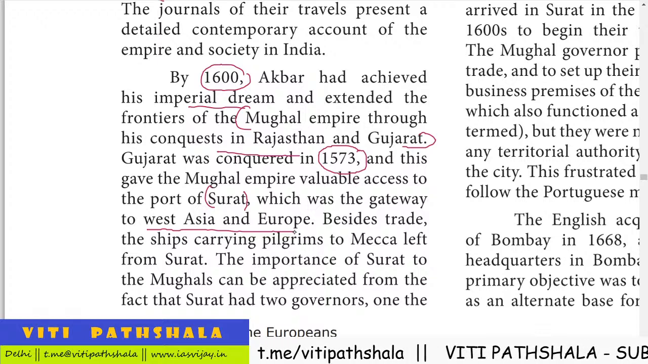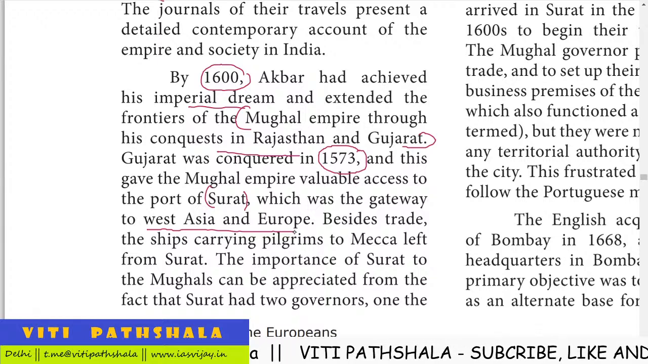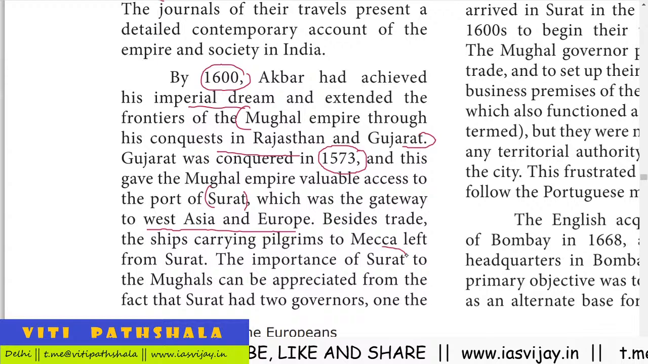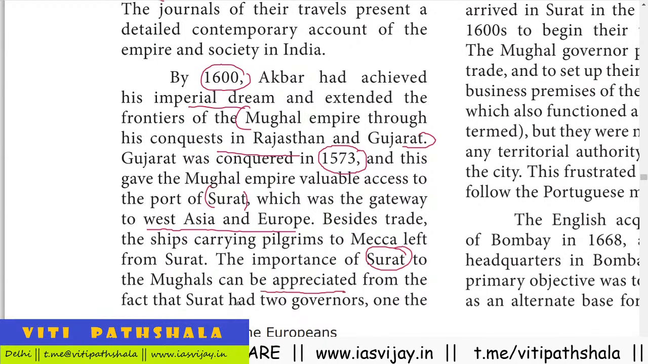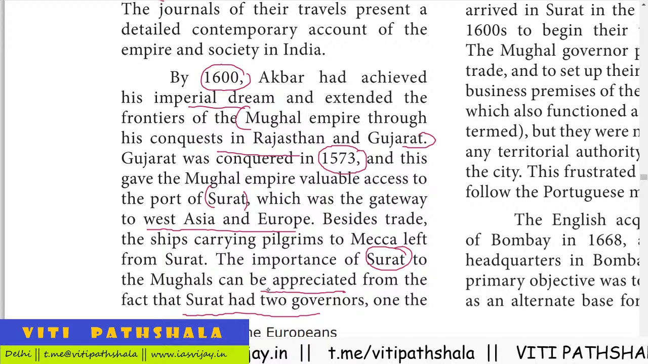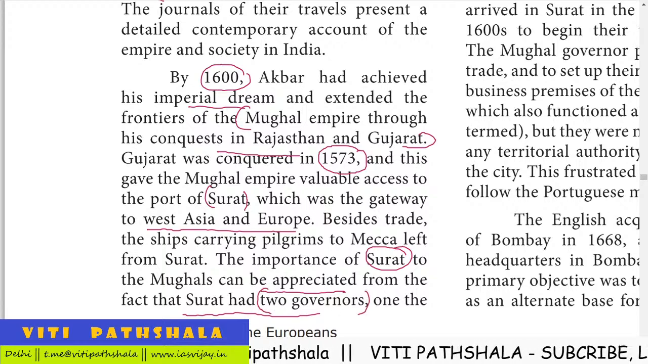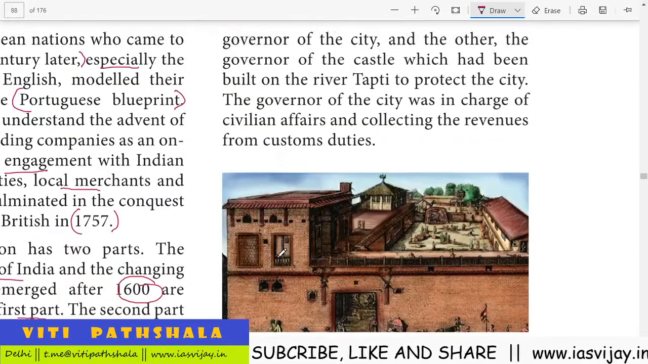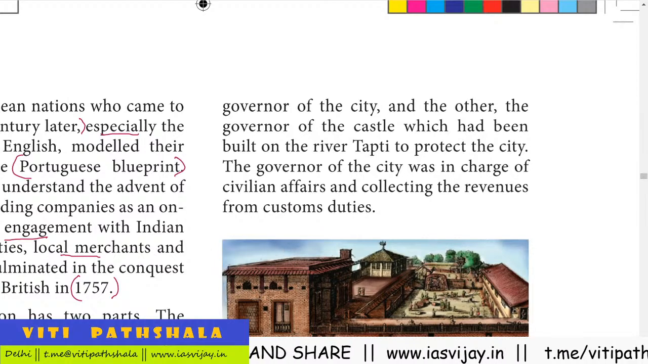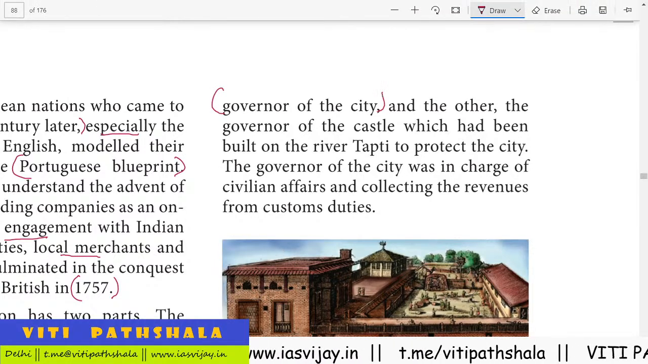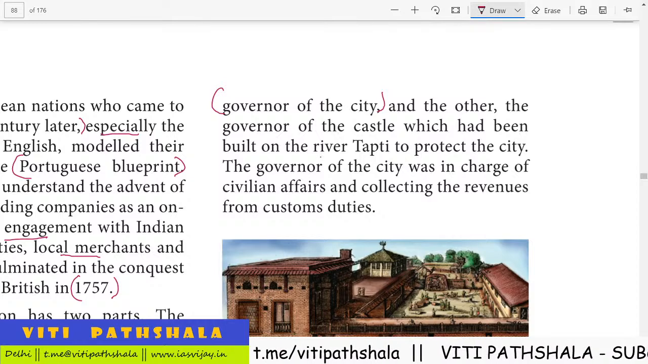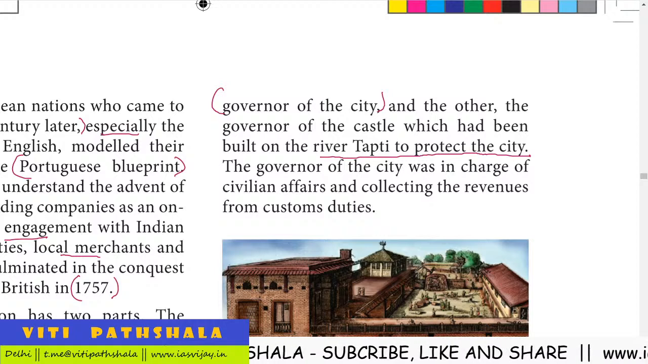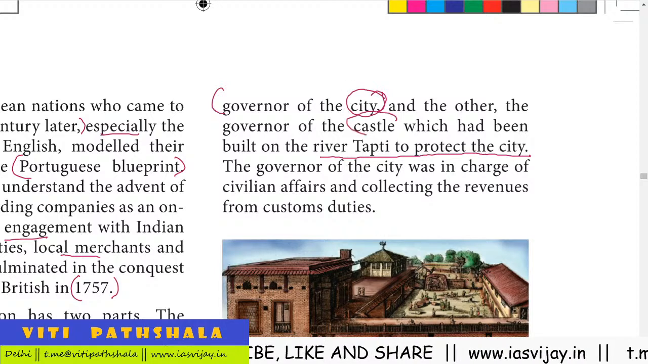Besides trade, the ships carrying pilgrims to Makkah left from Surat. The importance of Surat to the Mughals can be apprehended from the fact that Surat had two governors. One was the governor of the city and the other was the governor of the castle which had been built on the river Tapti to protect the city. So दो गवर्नर होते थे उस समय पर, एक गवर्नर होता था सिटी का, दूसरा कास्टल का.